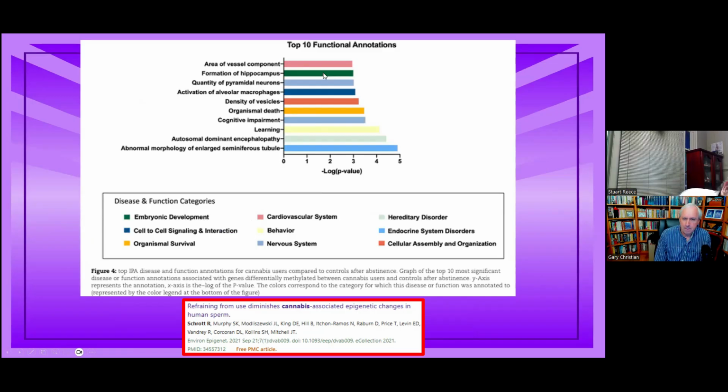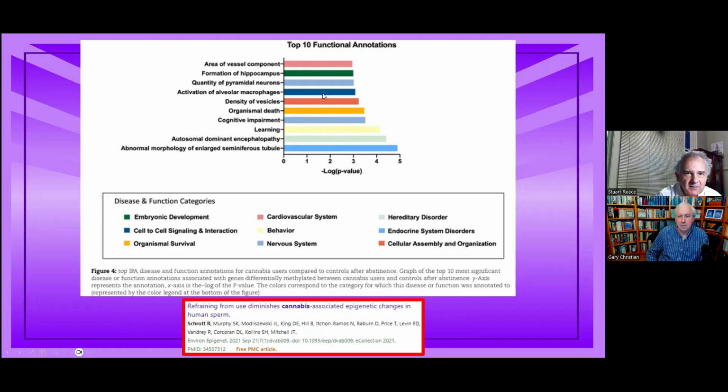And then this is after abstinence. So this is after withdrawal. So this is damage in the testicles, in the seminiferous tubules of the testicles that make the sperm. This is brain damage, encephalopathy. This is learning disorders. This is cognitive impairment, which is learning. This is organism death. This is density of vesicles.